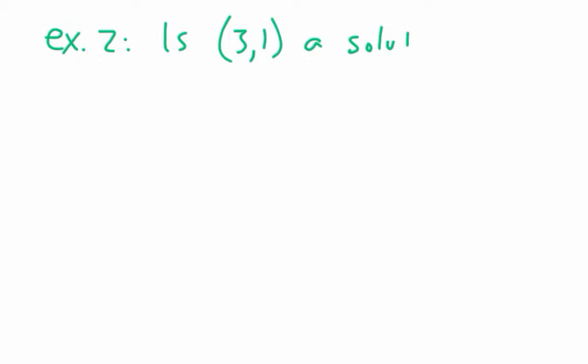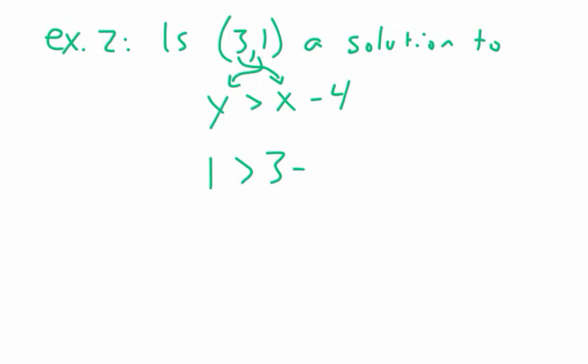Then a second example, and this one will work out nicely. Example 2 is 3, 1. Is the point 3, 1 a solution to y is greater than x minus 4? Same sort of thing, make sure you put the x and the y in the right spot. Sometimes people do the left one goes with the left one and so on. Instead we get 1 is greater than 3 minus 4. So 1 is greater than negative 1, and that's true. So 3, 1 is a solution.